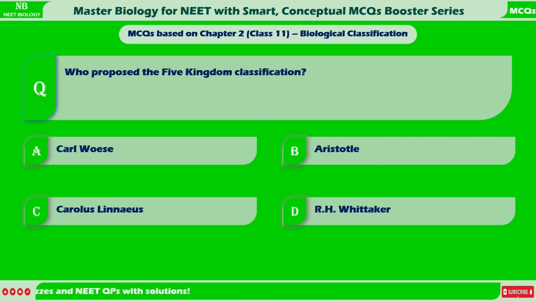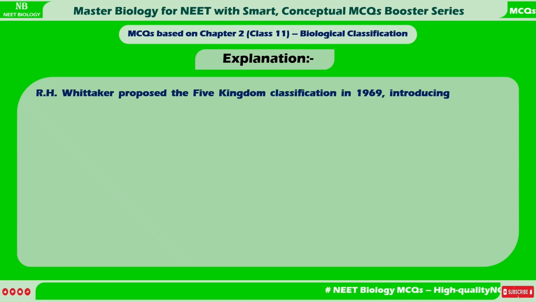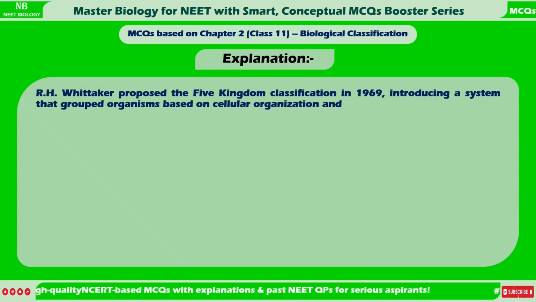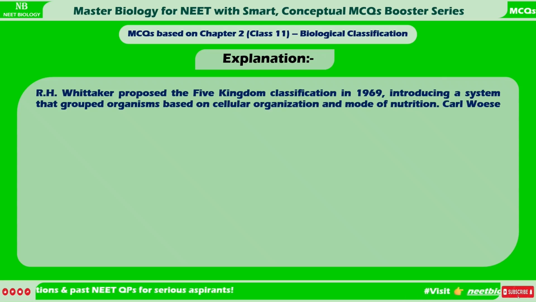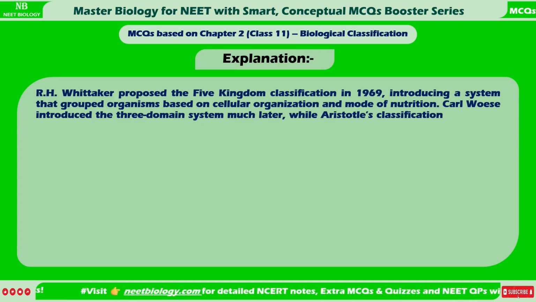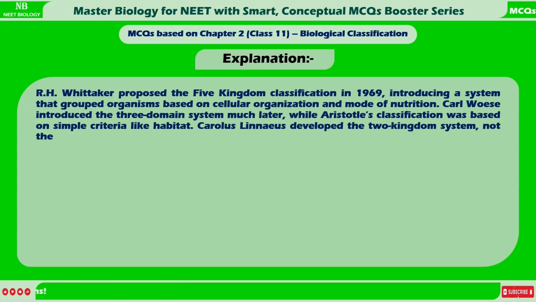Correct answer is D. R.H. Whittaker. Explanation: R.H. Whittaker proposed the five-kingdom classification in 1969, introducing a system that grouped organisms based on cellular organization and mode of nutrition. Carl Woese introduced the three-domain system much later, while Aristotle's classification was based on simple criteria like habitat. Carolus Linnaeus developed the two-kingdom system, not the five. Therefore, only Whittaker is correctly credited with this classification model.